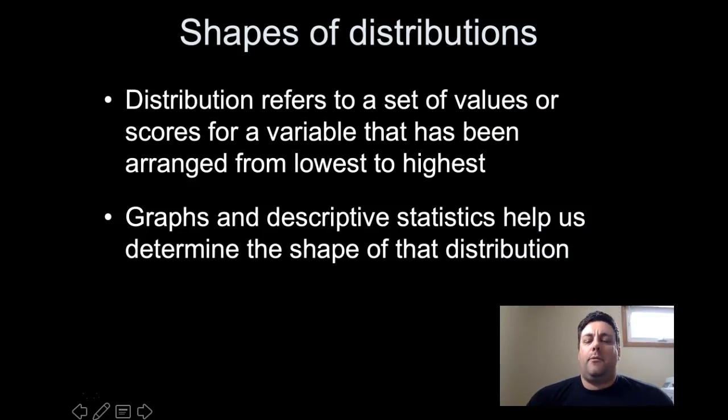So the distribution refers to the shape of the data. We've seen a couple of distributions already. We saw that age one a couple of slides ago. But it really refers to a set of values on a variable that have been arranged from highest to lowest, or most to least, or something like that. Graphs and descriptive statistics help us determine the shape of that distribution.